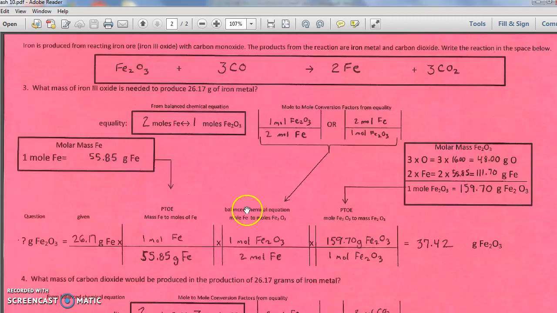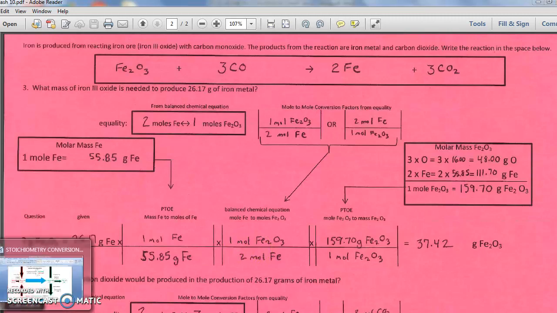If I don't have a chart, how do I know? Dimensional analysis. If this is moles of Fe, I need to cancel or factor it out with moles of Fe on the bottom. This will cancel with this. The grams we saw canceled with grams. And now I'm at moles of Fe2O3.